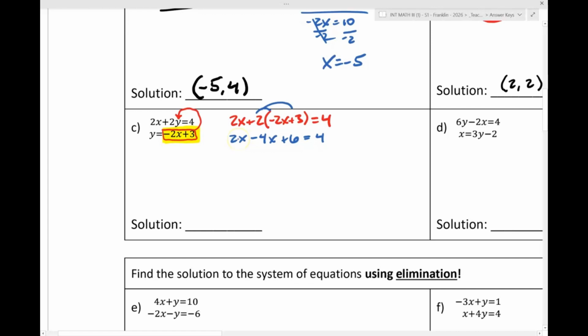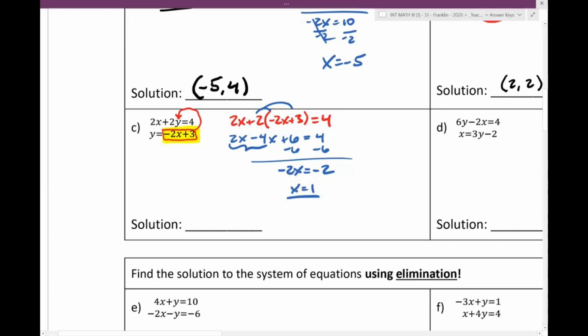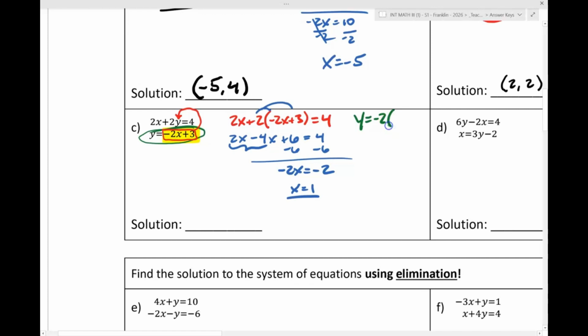And so we'll combine some like terms and subtract 6 at the same time. So negative 2x equals negative 2. And so when you divide by negative 2, you get 1. Just like before, we'll take this equation already solved for y equals negative 2, but instead of x, we'll put 1 plus 3. And now we can solve this. So y equals negative 2 plus 3, which equals 1. So our solution there is the point 1, 1.